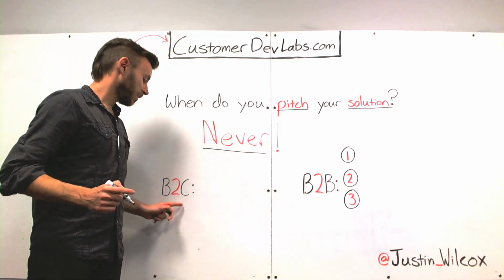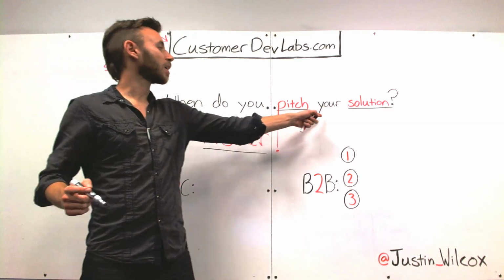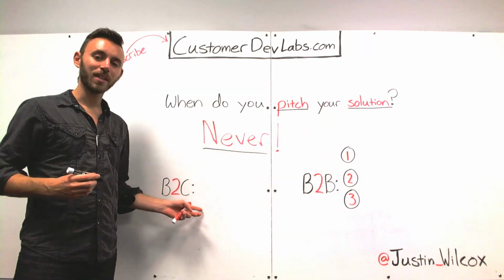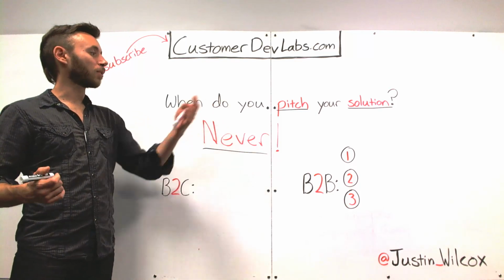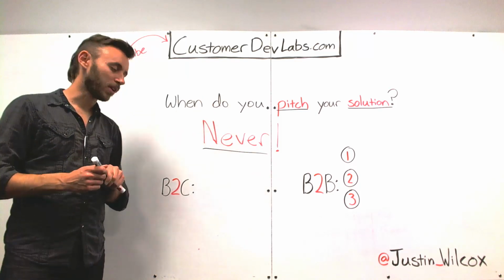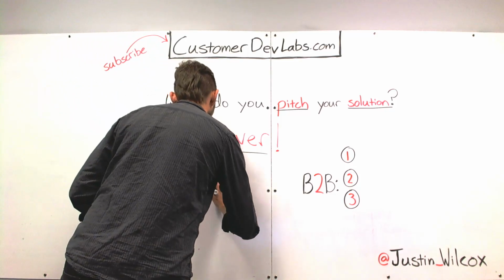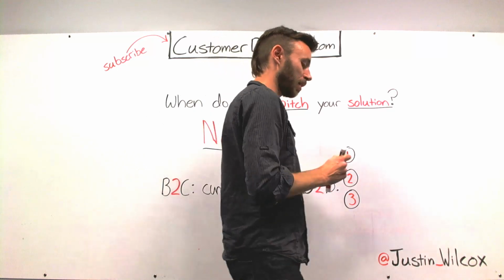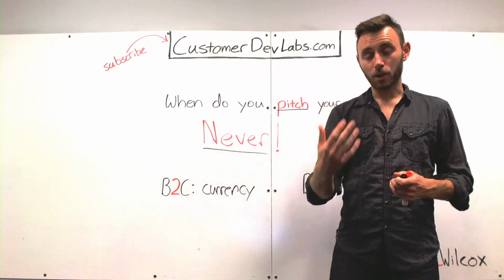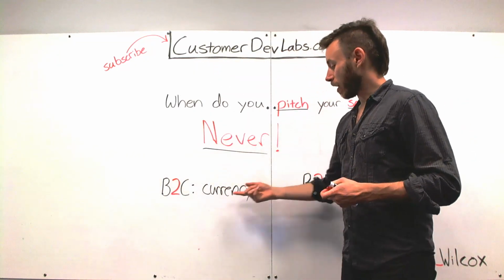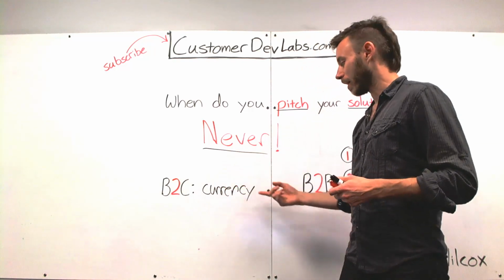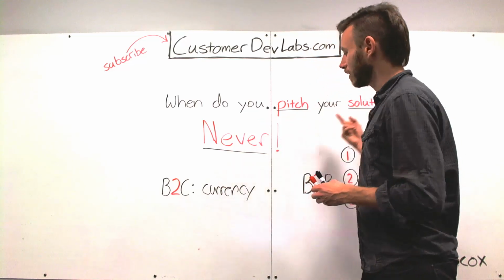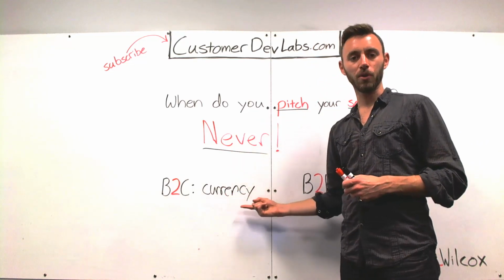In the B2C scenario, when we're pitching something, it's presumably because we want to test whether or not someone will give us anything valuable for our solution. We're testing whether or not they'll give us currency. So this is really a currency experiment. By currency, I mean, will they give us something valuable like actual cash? Will they give us something valuable like time or data or a download or an email address? So really here, I don't pitch in B2C scenarios. I ask for some form of currency.